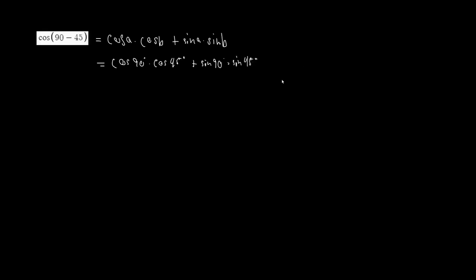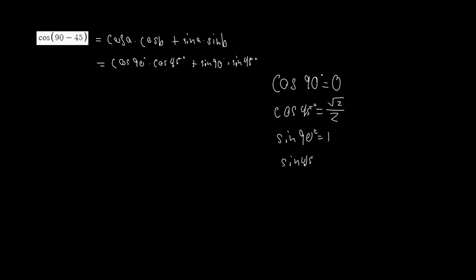So before we proceed, let's have a short recall. Cosine 90 degrees is equal to 0. Cosine 45 degrees is equal to square root of 2 over 2, which I already said to you earlier. Then sine 90 degrees is equal to 1, and sine 45 degrees is just the same as cosine 45 degrees, which is equal to square root of 2 over 2. Forgive my handwriting. All right, that's it.